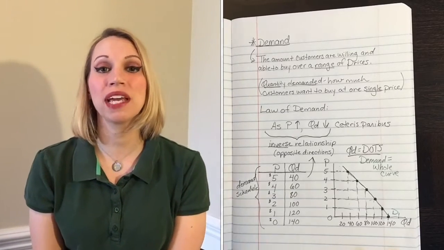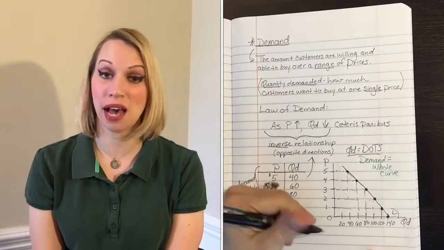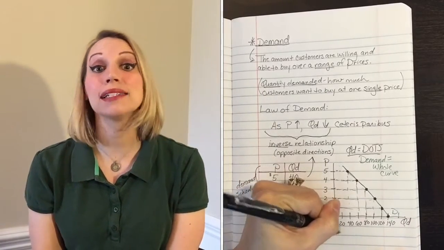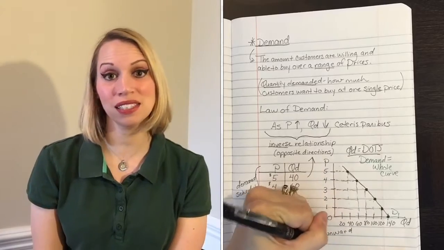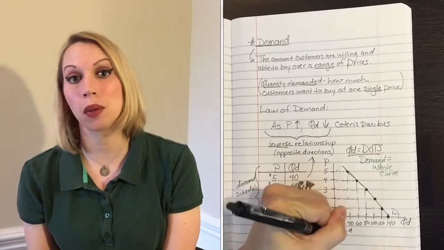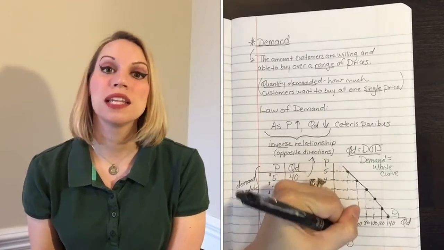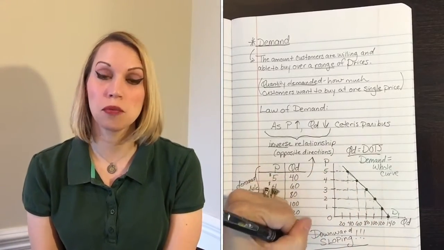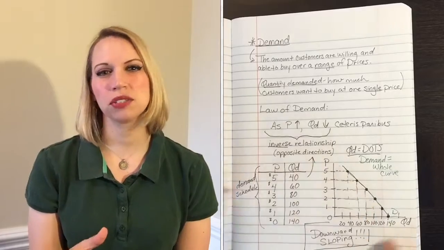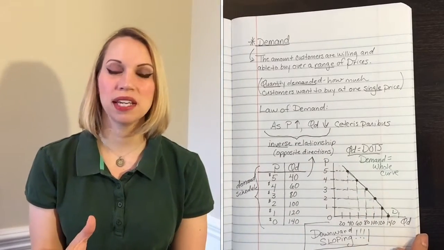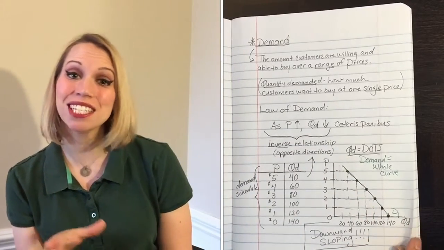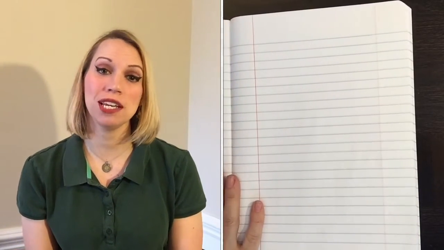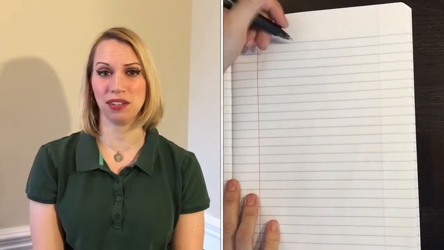Now notice that the demand curve is downward sloping because the higher the prices, the less people want to buy. As the price falls on the y-axis, more and more people want to buy coffee. So there is an inverse relationship, which leads to a downward sloping demand curve. The next major thing to understand about demand is how to show a change in demand for a product versus how to show a change in the quantity demanded for a product.